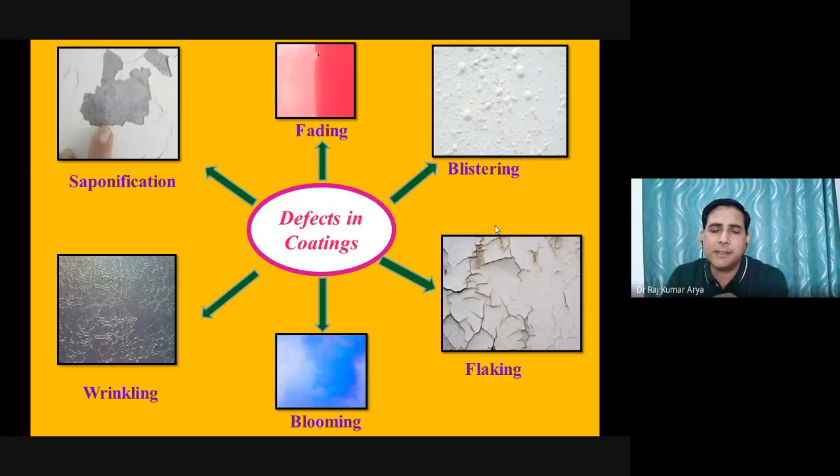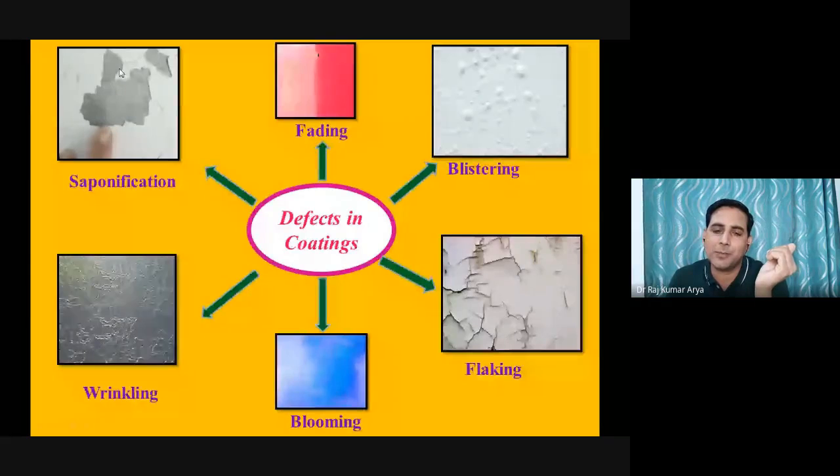Now, these are the defects. These are due to improper formulation and also improper drying. There are more than 50 types of defects in coatings. So these are quite common. Everybody might have seen the best example in their household when they do the painting. This is most common. You might have seen the saponification part.